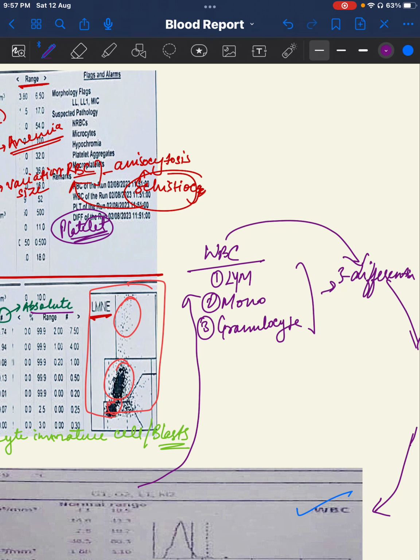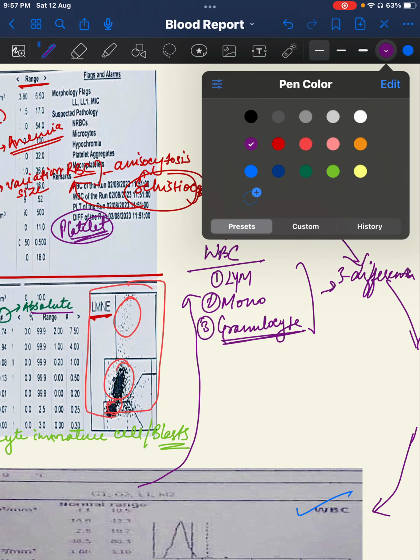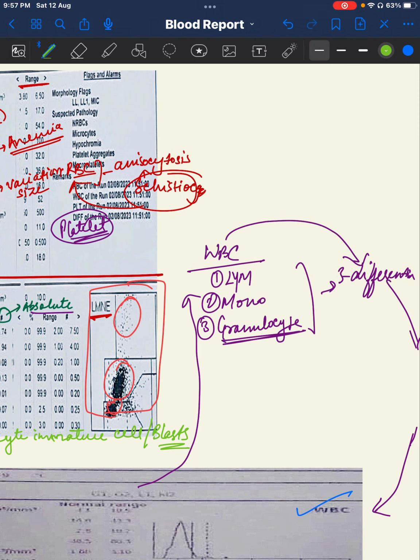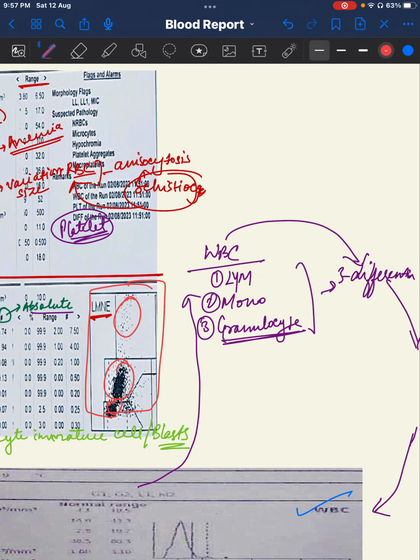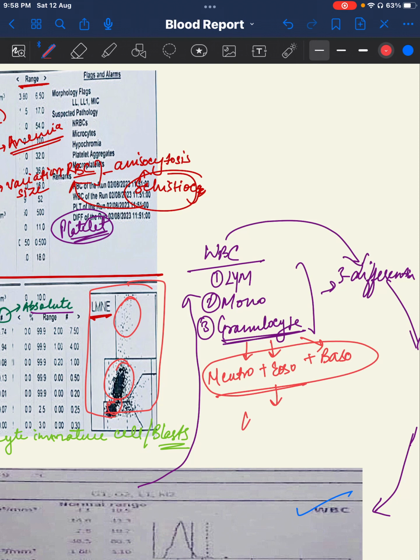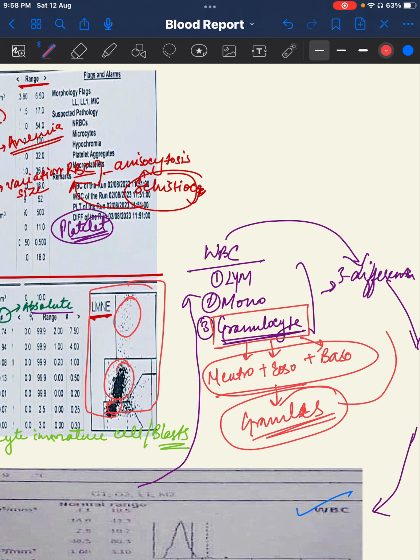So what this granulocyte means, so in this machine, what this machine has done, instead of counting the neutrophil, eosinophil, basophil separately, it has combined them and given me the report. So it has given neutro plus eo plus baso together, because all these are granulated cells, so they have got granules. So all those WBCs which have got granules, they come under the category of granulocyte.